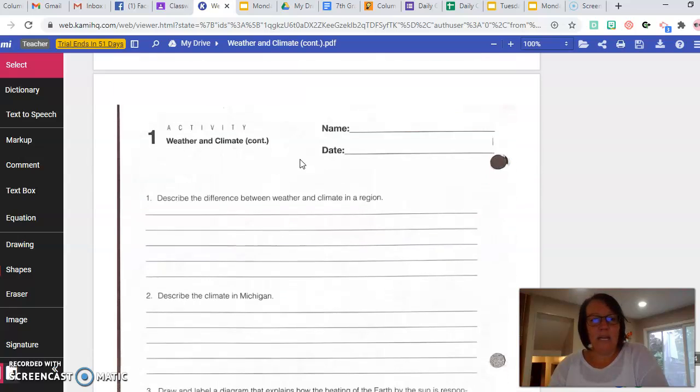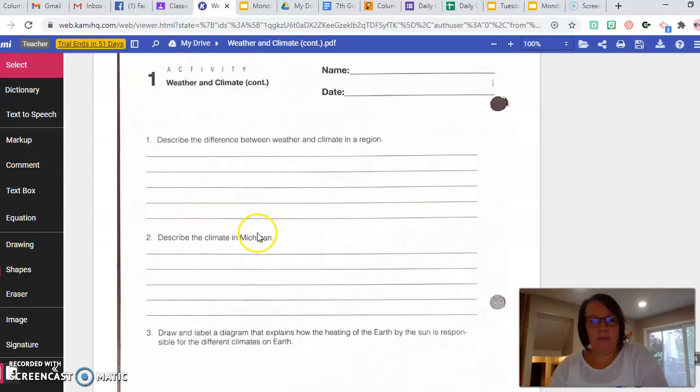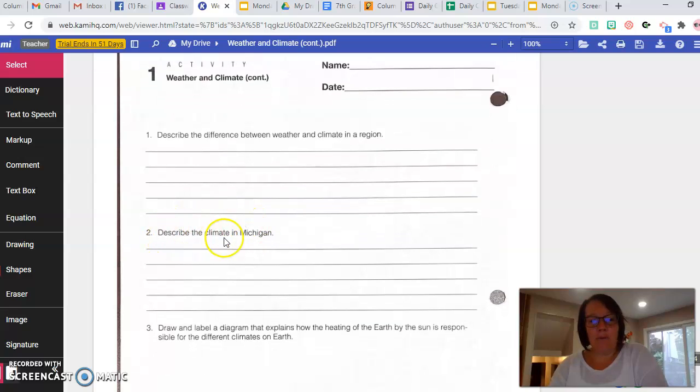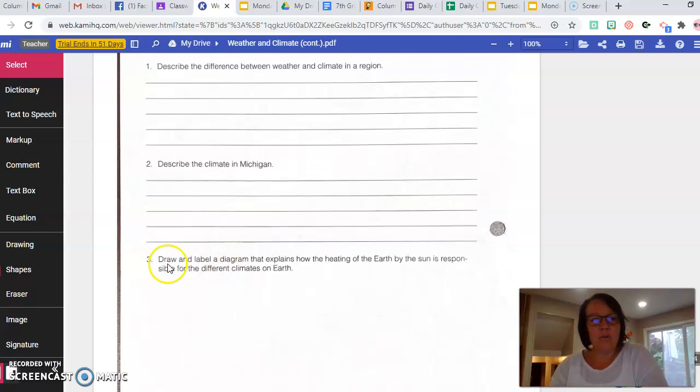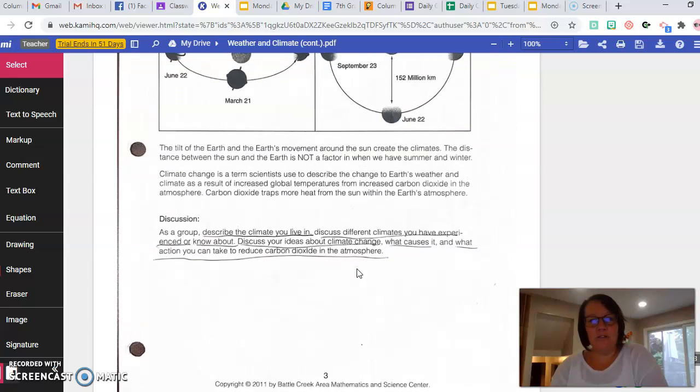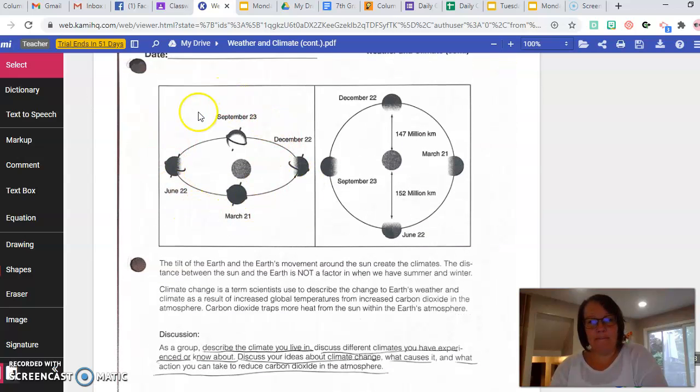So once again, you're going to describe what weather and climate mean. You're going to describe the climate. In other words, talk about the fact that we have our seasons, what they have, at least something in each season. And then you're going to draw and label a diagram that explains how the heating of the earth by the sun is responsible for different climates. This is the drawing right here.